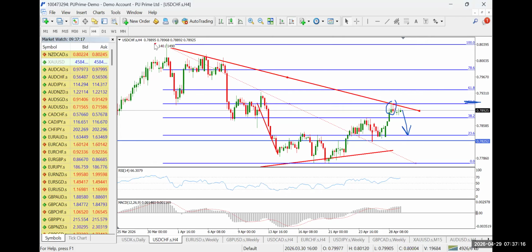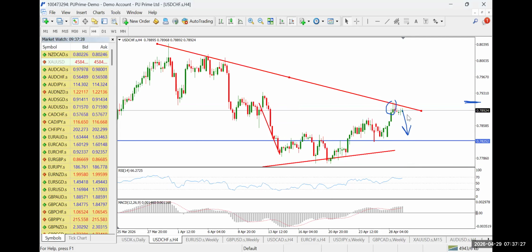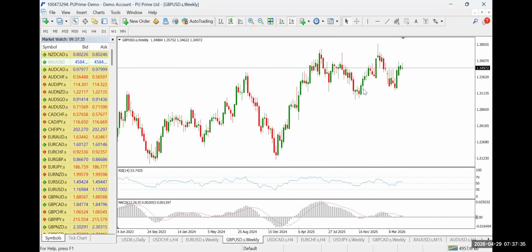There's a descending trend line here, and it's still touching that Fibonacci 50 and that tweezer top angle there. So overall, I want to maintain a possible bearish movement on the USD CHF, except the FOMC comes out otherwise.